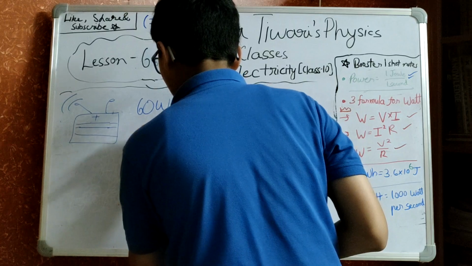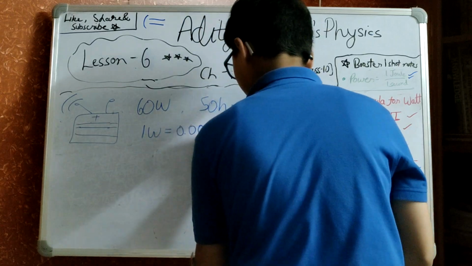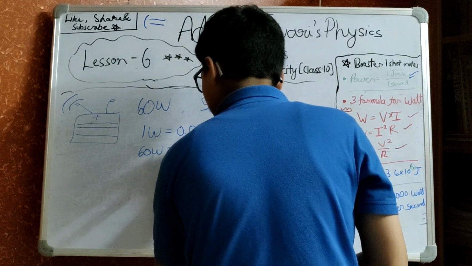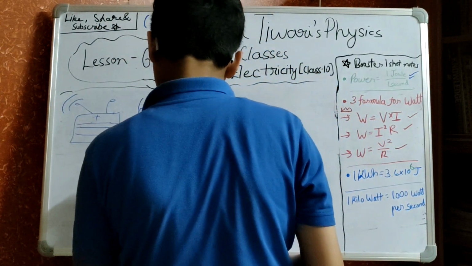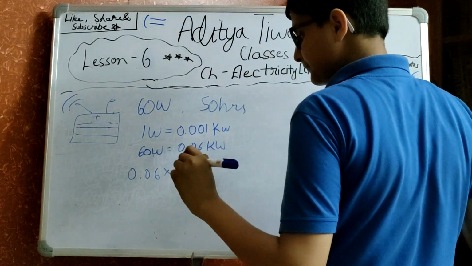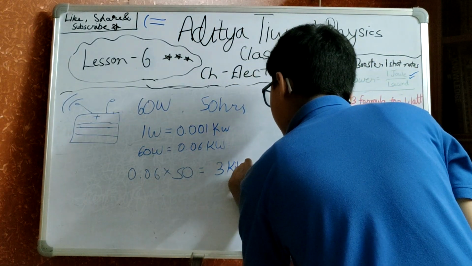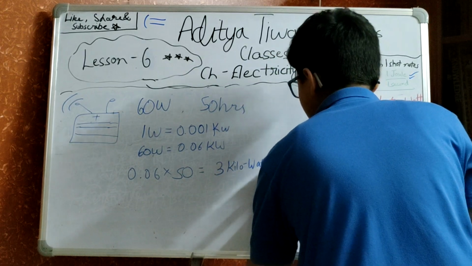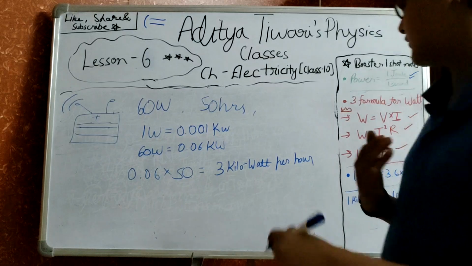So 1 watt is equal to 0.001 kilowatt. So 60 watt is equal to 0.06 kilowatt. Now if you multiply 0.06 times 50, what do you get? Just move the point and you get 3 kilowatt hour.